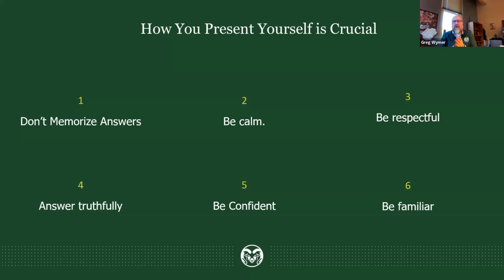But as mentioned before, if you're caught in a lie, it's immediate grounds for denial, and later attempts will be impacted negatively as well because, again, your visa interview record, your consulate record, is for life. Be confident, not overconfident, but confident.